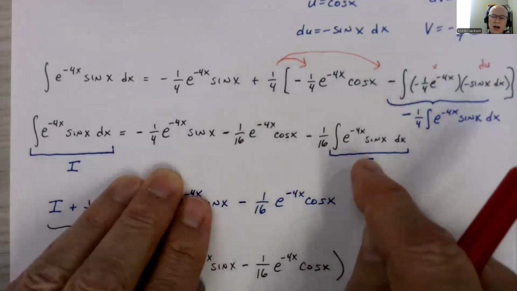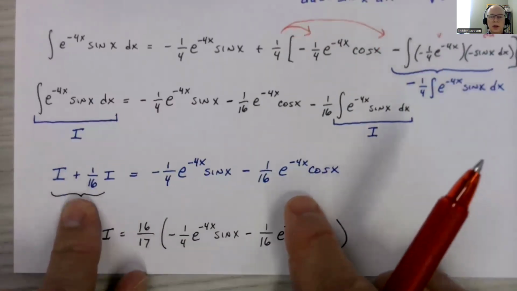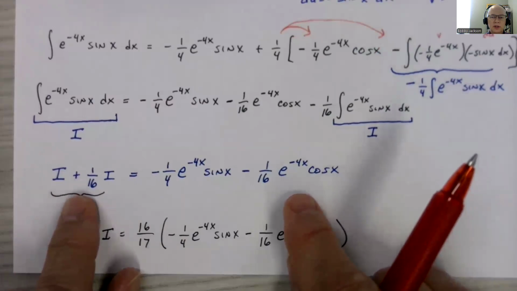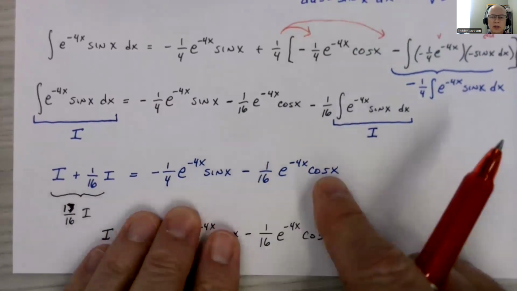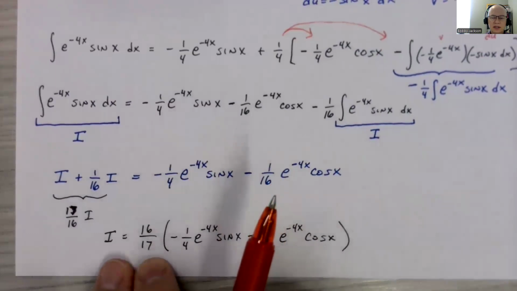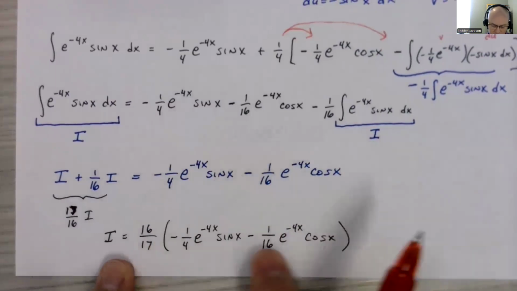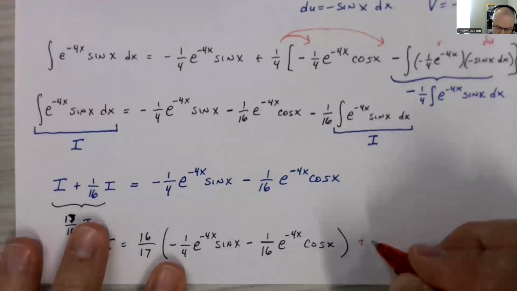Notice I can solve for I by adding 1/16 I to both sides. And what is I plus 1/16 I? That's 16/16 plus 1/16, that's 17/16 I is equal to this. And I can solve for I by multiplying by the reciprocal, 16/17 times all this stuff. And that's going to be my integral. I can add, I guess, a plus C.